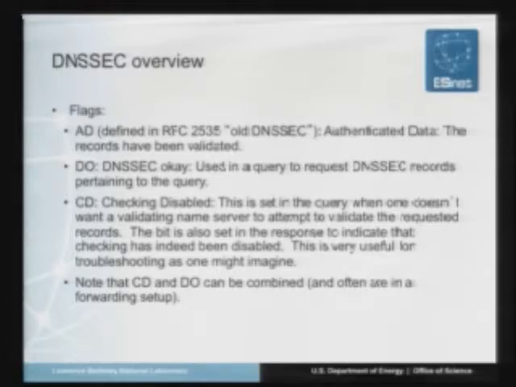Sometimes forwarders, if you're doing a forwarding name server, will also combine them, because you may have a different set of policies for things that you want to do DNSSEC validation for and things you don't want to do DNSSEC validation for, from your upstream server that might also be doing validation. So sometimes a forwarding name server will set both the CD flag and the DO flag.